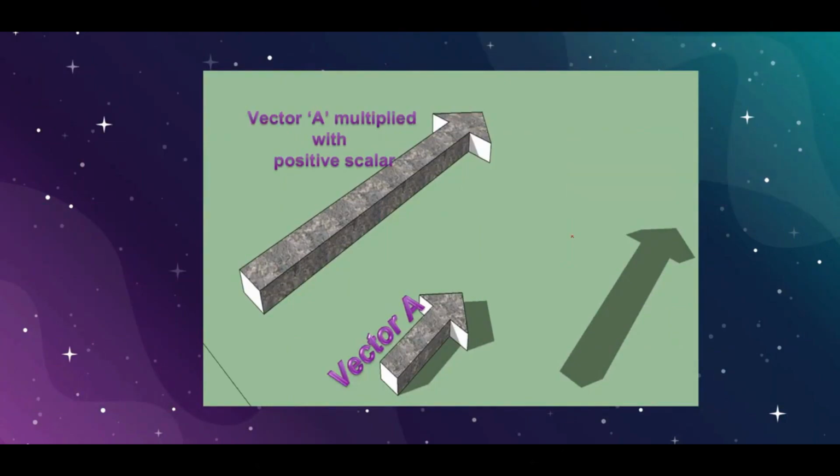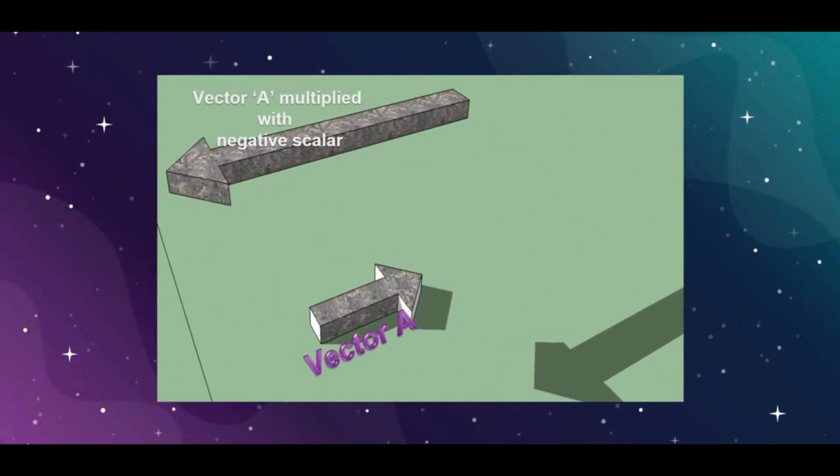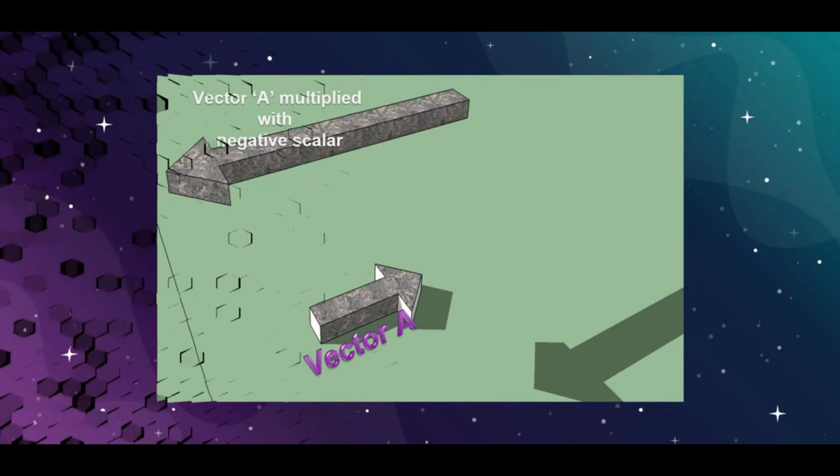Now, if we multiply a vector with a scalar quantity, so say my vector A is multiplied with another scalar quantity, then the magnitude of this vector will increase and the direction will be the same as the earlier vector. If vector A is multiplied by a negative scalar, then the magnitude will increase but the direction of the vector will change. So if the earlier vector was moving towards the right side, then after multiplication with a negative scalar, it will move towards the left side.